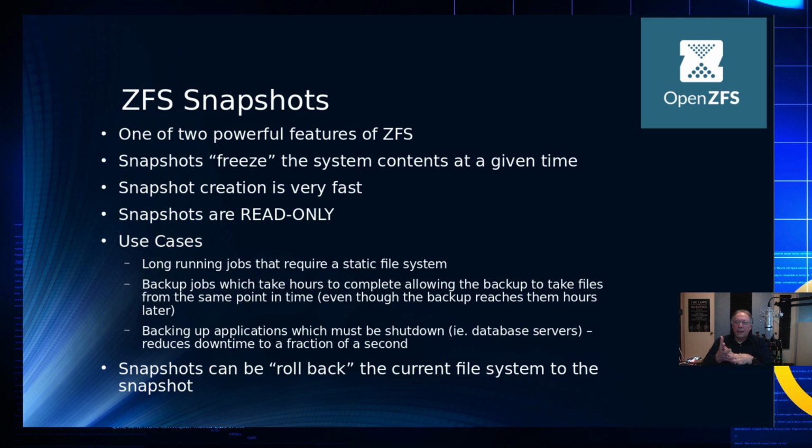So what's it for? It's for long-running jobs that require a static file system. So, for example, maybe I'm doing a backup job and it's going to take hours to do this thing, and I have applications running that I don't want to take down that are writing to the file system. Well, I can create a snapshot, and that will freeze the file system and allow me to start that backup job and perform the backup against that snapshot. Even though it's going to take hours to complete, as far as the backup's concerned, it's looking at a file system state that is immutable. It's not changeable.